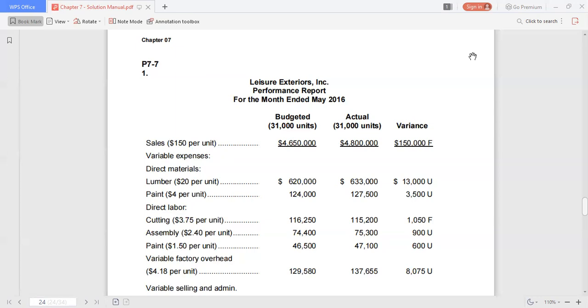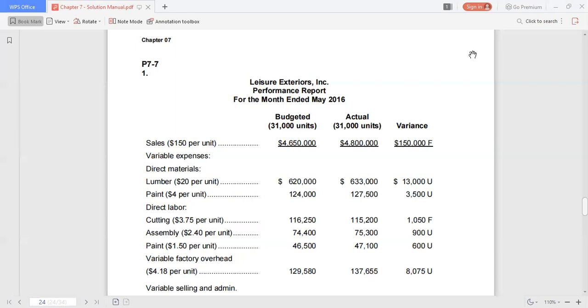Now, usually, a performance report is prepared at the end of a given period by comparing the budgeted amounts with the actual amounts. This is prepared by a department head for his department, and it will show whatever variance, which is either favorable or unfavorable. So given the 31,000 units activity level, sales at 150 per unit, we have the budget and the actual amounts given.